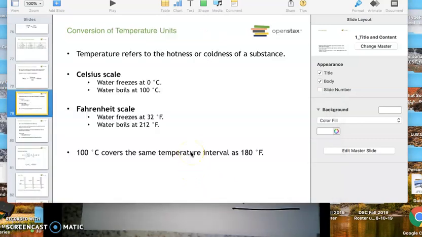And the final section here of the first chapter, we have to talk about temperature units. You are probably very familiar with the Fahrenheit scale. It's what all temperature in the U.S. is reported in, Fahrenheit for sure. And sometimes they give us Celsius values as well. We know that water freezes at 32 degrees Fahrenheit or 0 degrees Celsius. Water boils at 212 Fahrenheit or 100 degrees Celsius. So 100 degrees Celsius covers the same temperature interval as 180 degrees Fahrenheit.